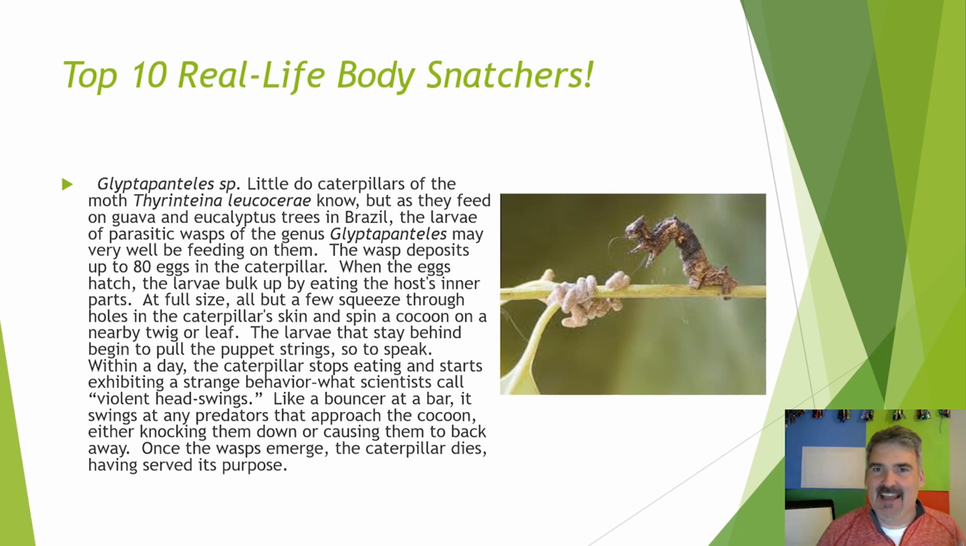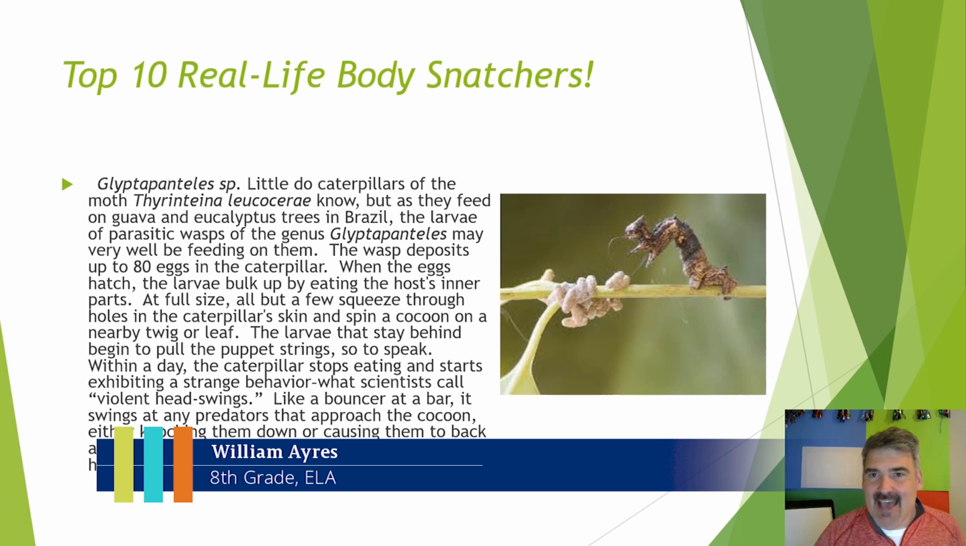So let's keep going. "Like a bouncer at a bar, it swings at any predators that approach the cocoon, either knocking them down or causing them to back away. Once the wasps emerge, the caterpillar dies, having served its purpose." So now we know the reason why the wasp is making the caterpillar swing its head around like a headbanger. It's trying to keep away enemies. This allows time for all the wasps to emerge and keep living.